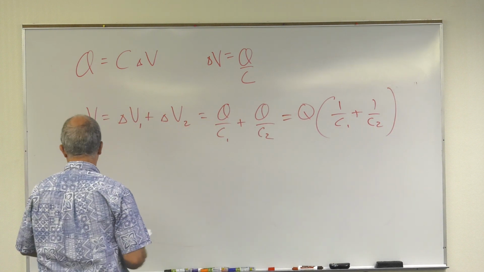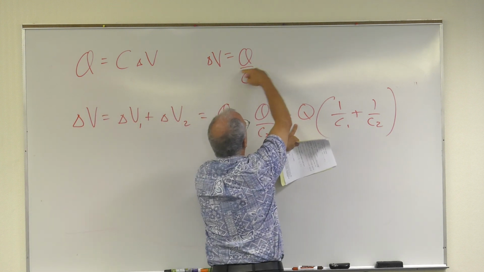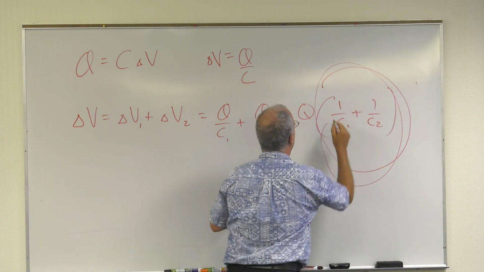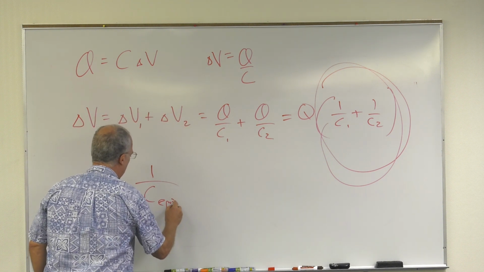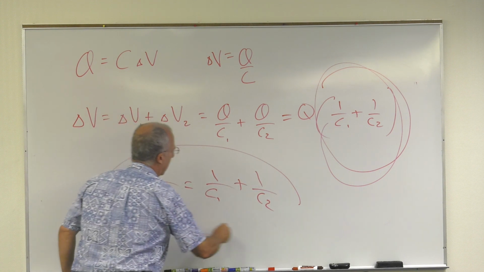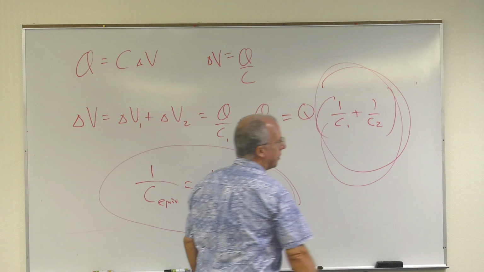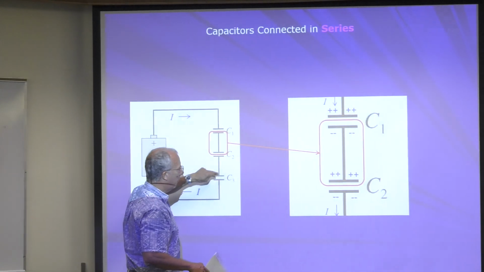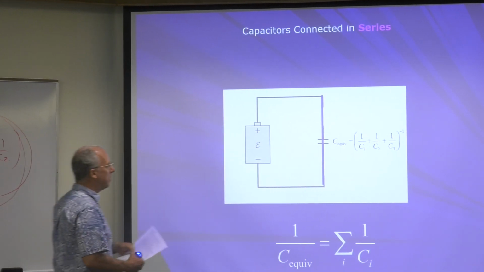Okay, now look. Delta V equals Q divided by C, so what does this have to be? It has to be 1 over C. So 1 over C equivalent, or whatever you want to call it, is equal to 1 over C1 plus 1 over C2. So there's that 1 over rule again that we saw with the resistors. All right, so what am I saying? I could replace these 3 capacitors with 1 capacitor as long as it had this value.